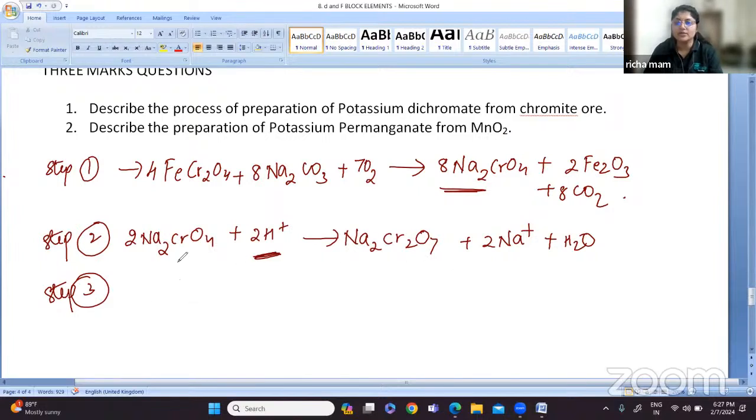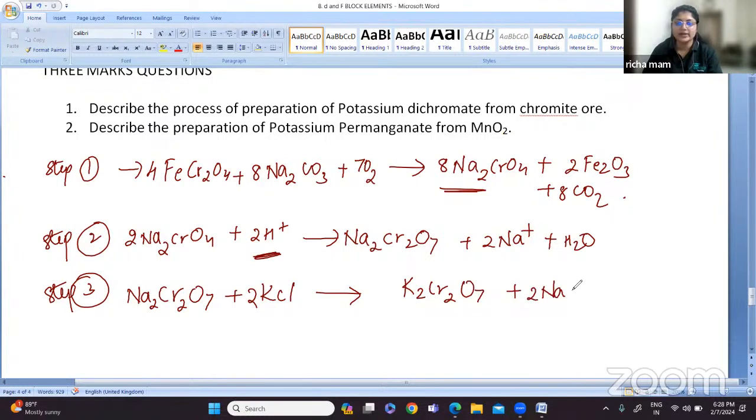Next step: the sodium dichromate which is formed, that is Na2Cr2O7, we are treating it with potassium chloride, and we get potassium dichromate. Understood?